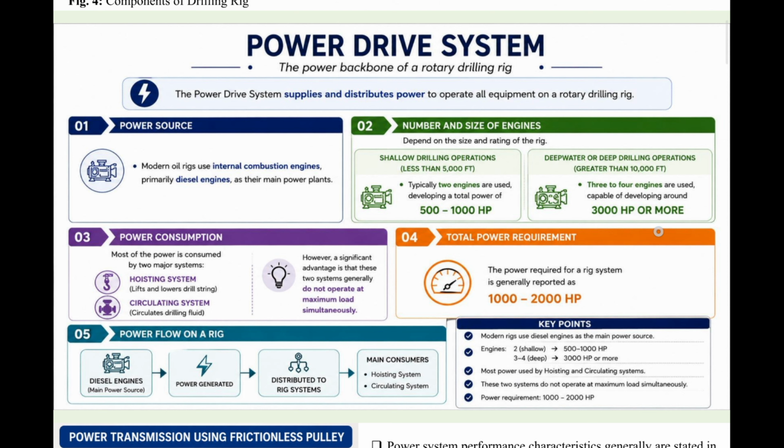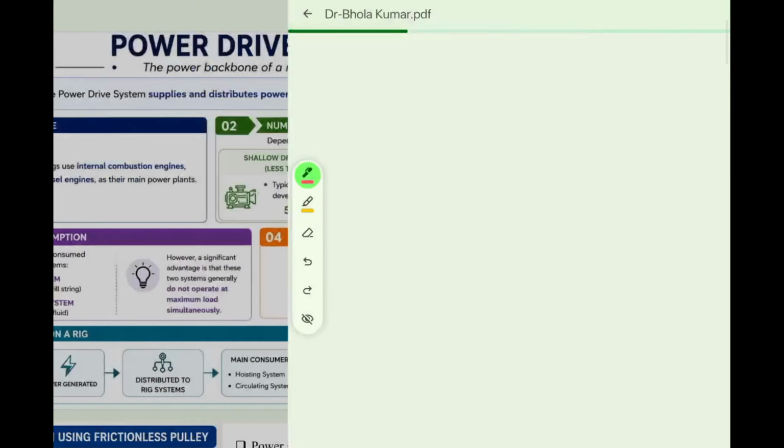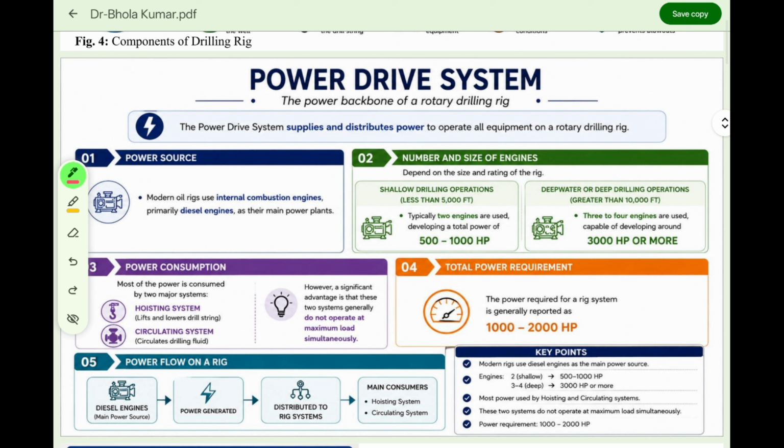To perform the drilling operation we require power, and this power is generated by the power drive system. So how is the power generated? It is generated using an internal combustion engine. Basically this engine works on the diesel cycle. In this case they use diesel, otherwise they use petrol also.